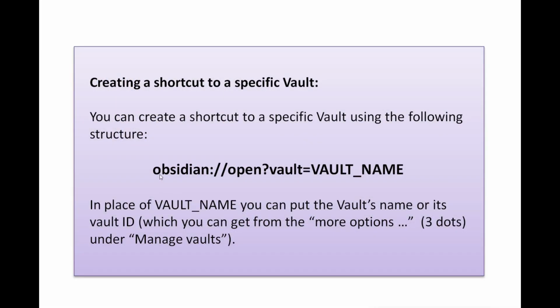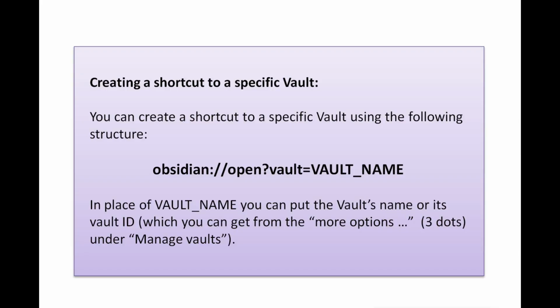So again, to review very quickly, this first part up to and including the equal sign is the code you need for a quick launch shortcut. After the equal sign, put either the vault name or the vault ID. If you use the vault name, and if that name has spaces in it, put %20 wherever there's a space.